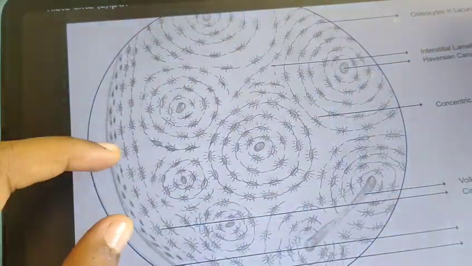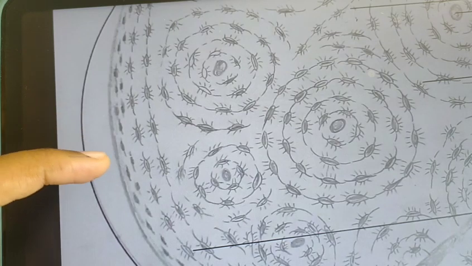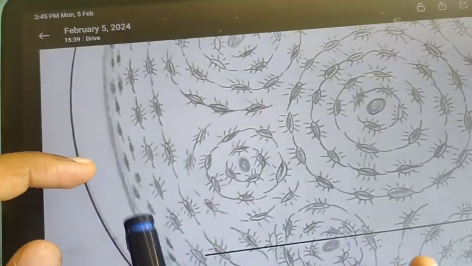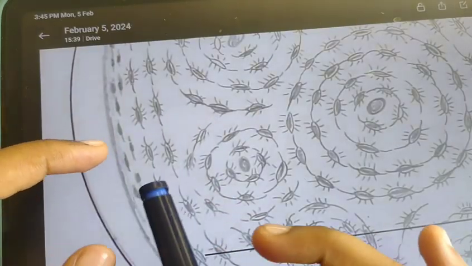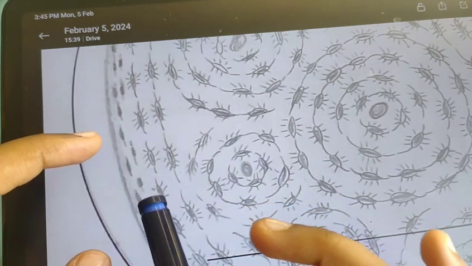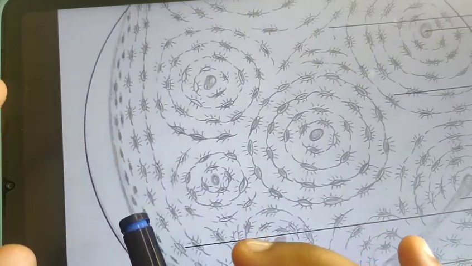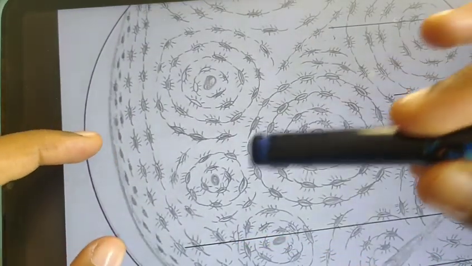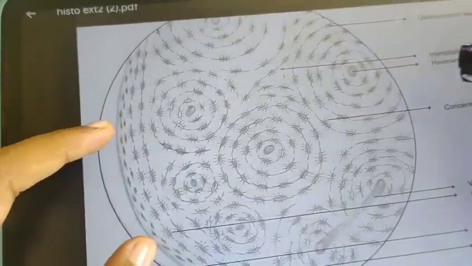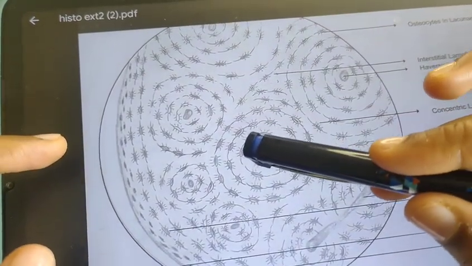Periosteum has 2 layers: the outer fibrous layer, which is made up of collagen fibers. This is the outer fibrous layer. You have to write like this. In the inner layer, which is a cellular layer, you have to write cells. Inner layer is a cellular layer, outer layer is a fibrous layer. The fibrous layer is made up of collagen fibers, and then these are the Haversian system, Haversian canal.